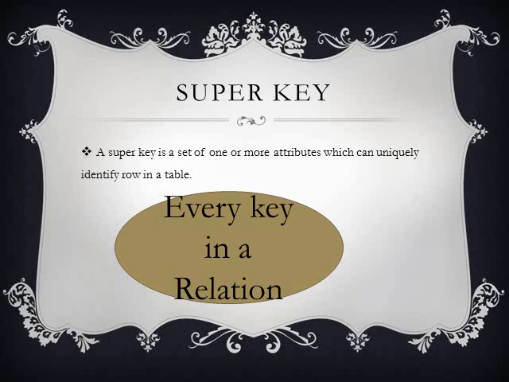Super key. A super key is a set of one or more attributes. If we add additional attributes to a key, the resulting combination would still uniquely identify an instance of the entity set. Such keys are called super keys, or we can say every key in a relation is called a super key.